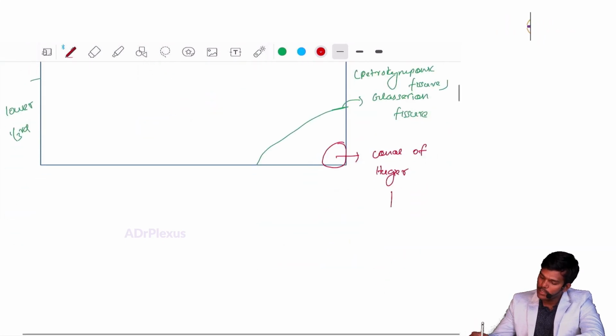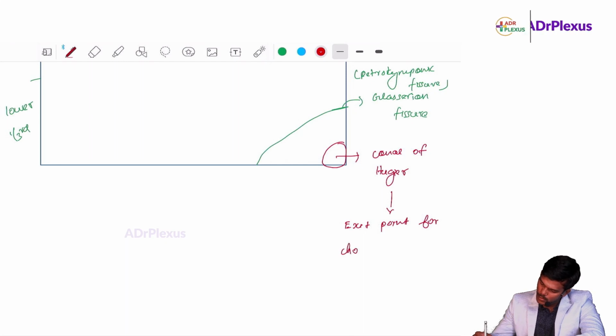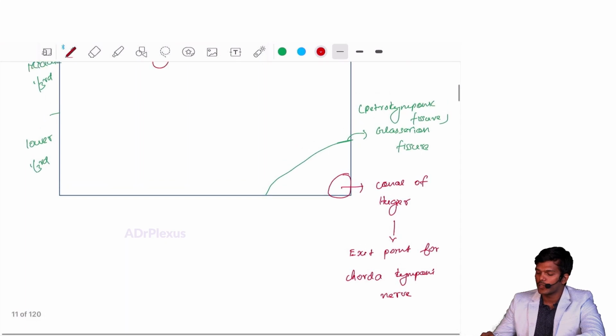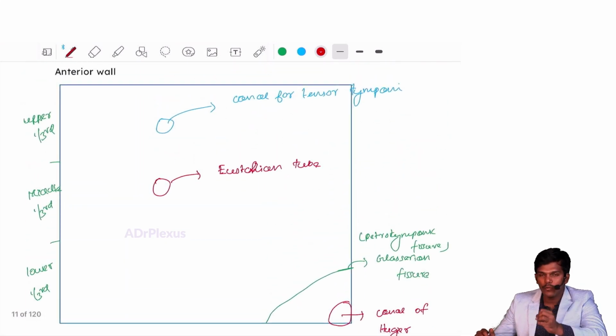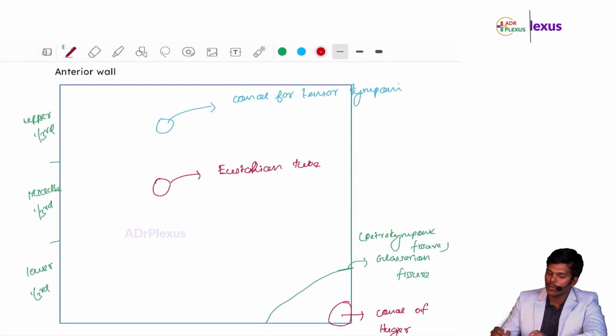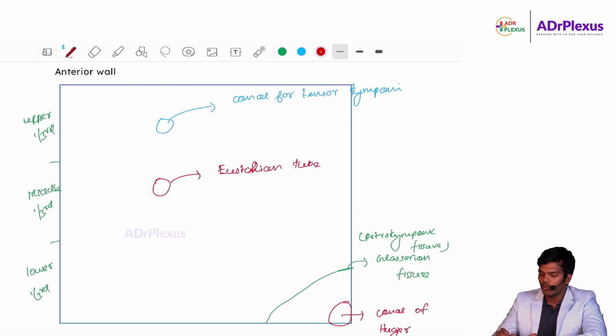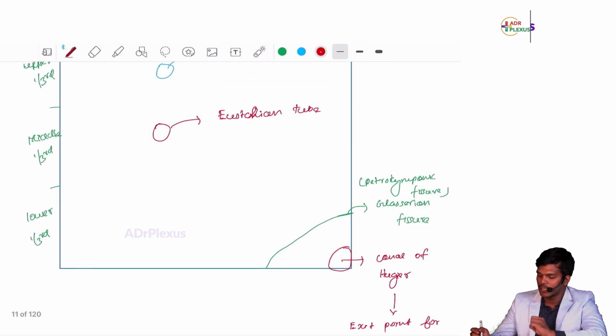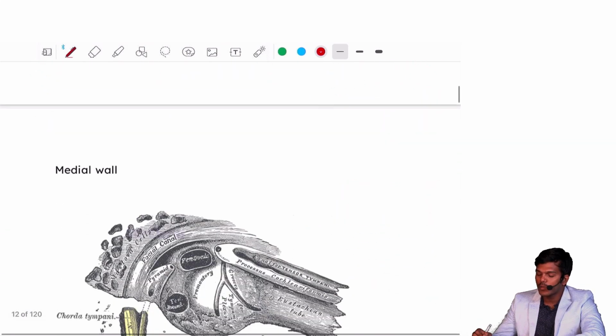This Canal of Hoogier is the exit point for Chorda tympani nerve. Clear? So we are seeing about the anterior wall of the middle ear. It is having upper 1/3 for canal for tensor tympani, middle 1/3 for Eustachian tube, lower 1/3 exit point for Chorda tympani in the form of Glaserian fissure and canal of Hoogier. Clear? Yes. So we are done about the anterior wall.